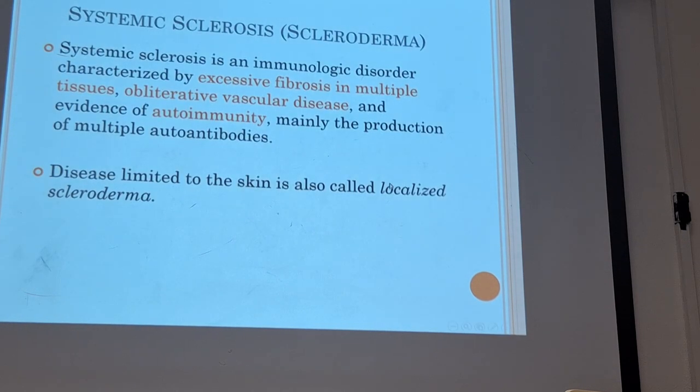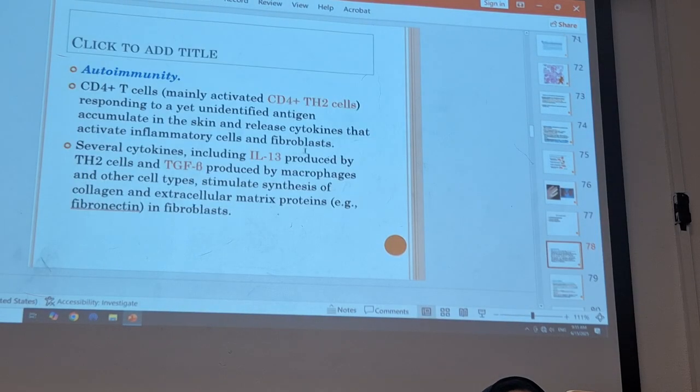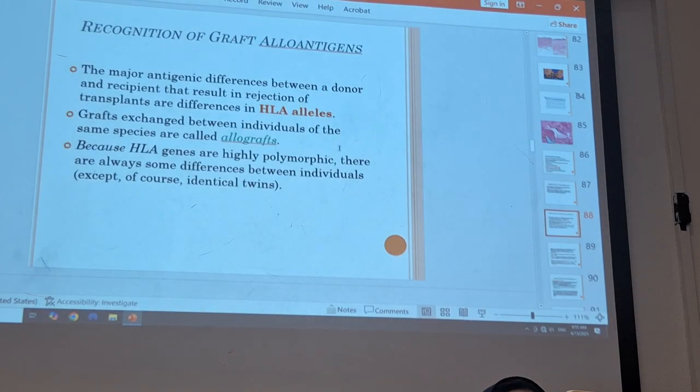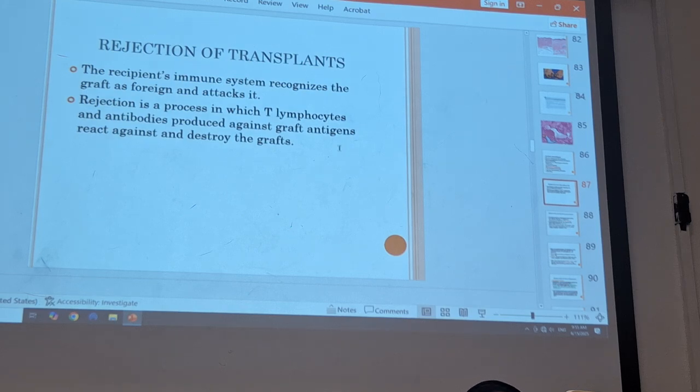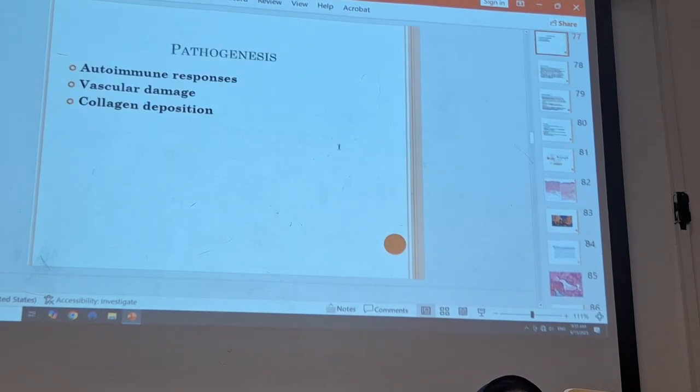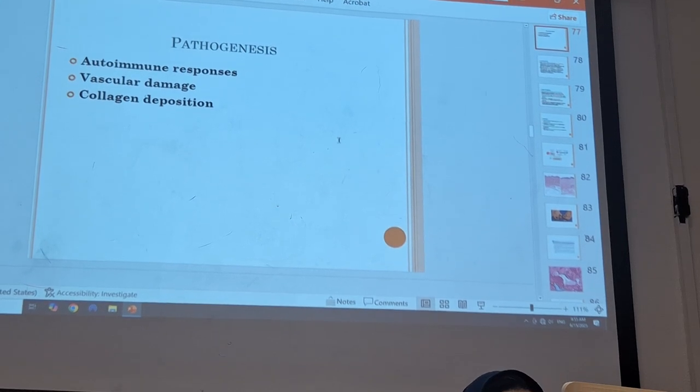And the next disease is autoimmune. I think it's better to talk about systemic sclerosis and then have a rest. Good rest.